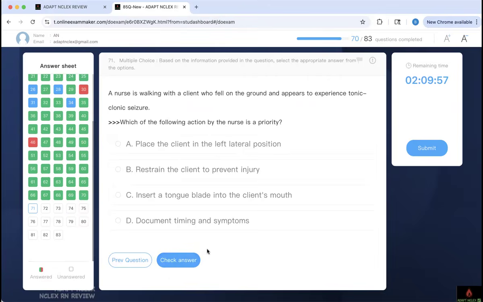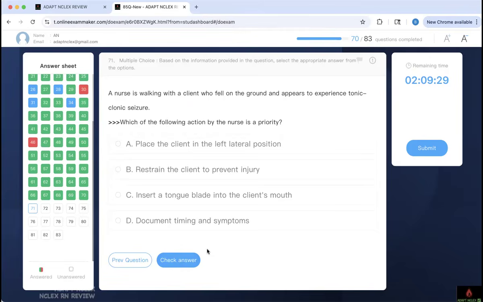And this is working with a client who fell on the ground and appears to be having a tonic-clonic seizure. I said this is neurology. If you have a problem with neurology, check out the adapting class. Which of the following actions by the nurse is a priority? NCLEX practice questions, NCLEX questions and answers, NCLEX review questions, 85 of them. We're using this as a mock exam, and we're on neuro, the hardest portion of the test.